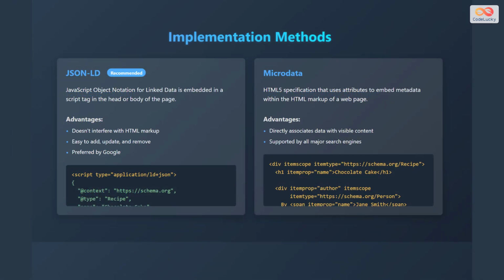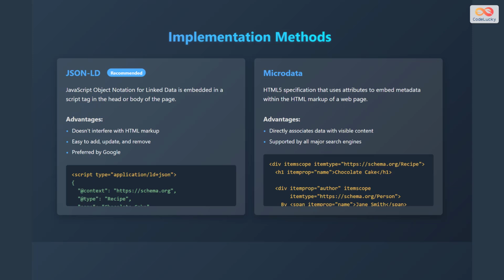Let's explore implementation methods for rich snippets. The first is JavaScript Object Notation for Linked Data, or JSON-LD, and is the recommended way. JavaScript Object Notation for Linked Data is embedded in a script tag in the head or body of the page. The advantages are it doesn't interfere with HTML markup, it is easy to add, update, and remove, and is preferred by Google.